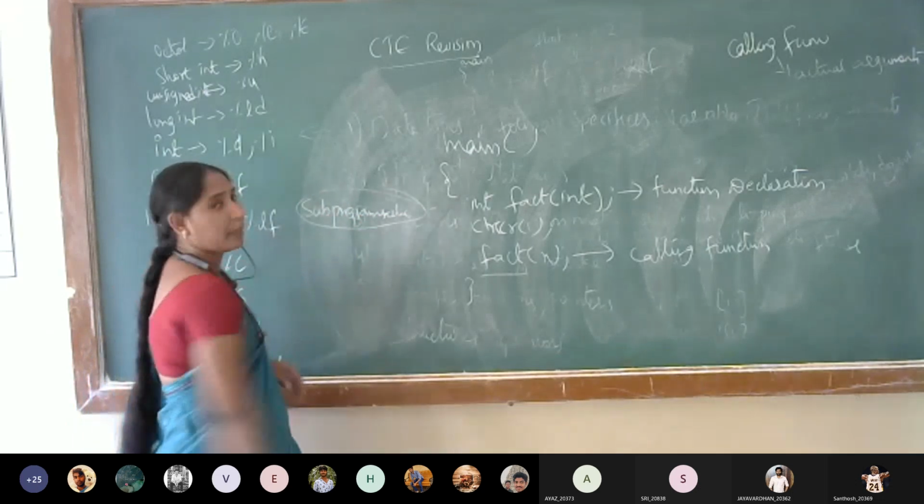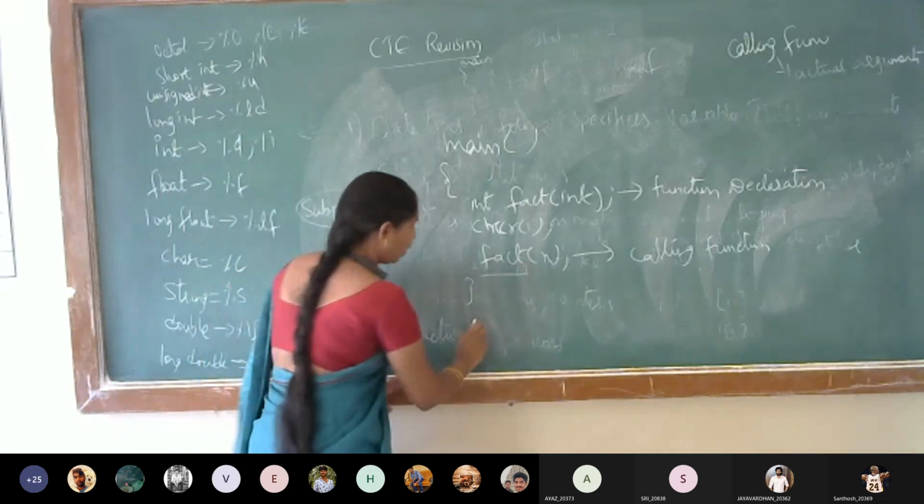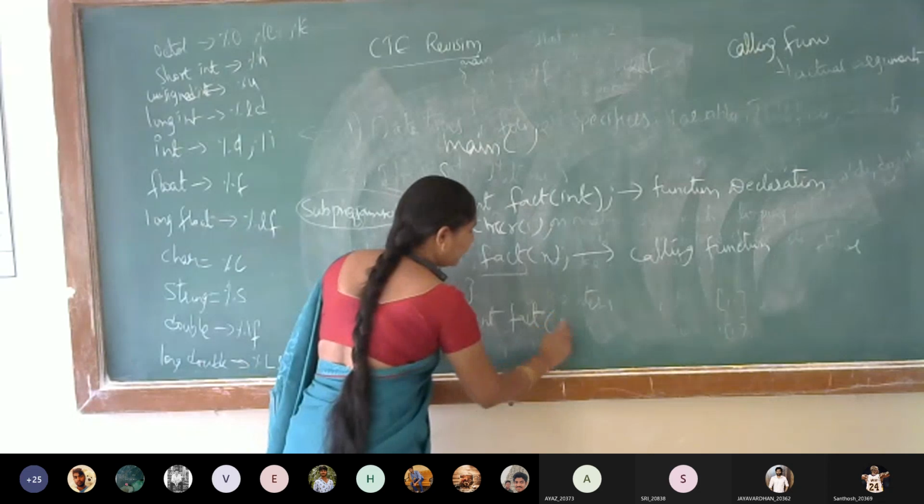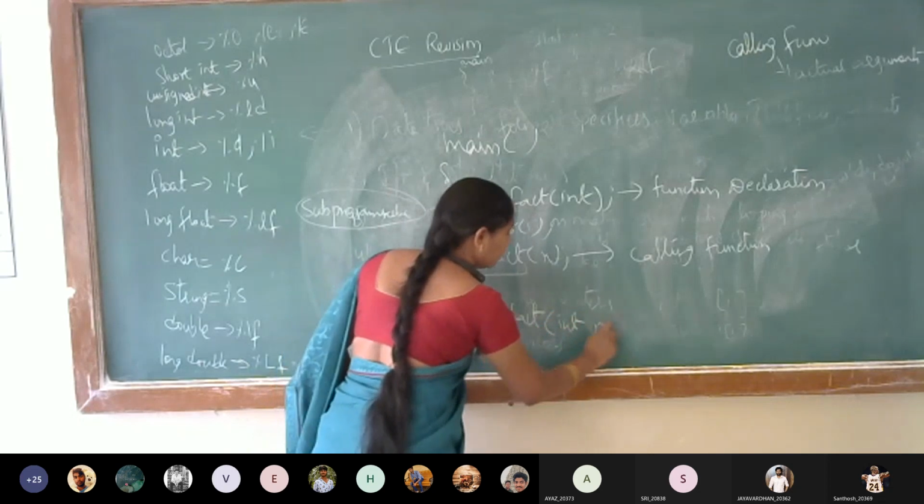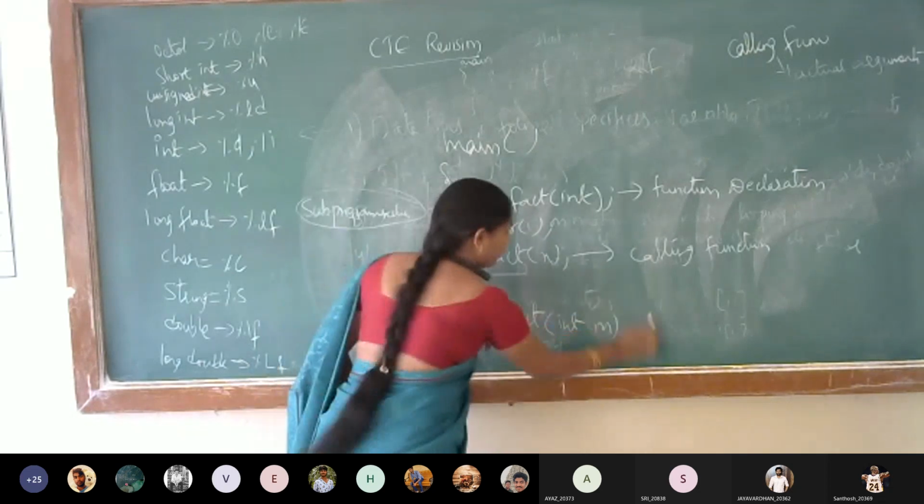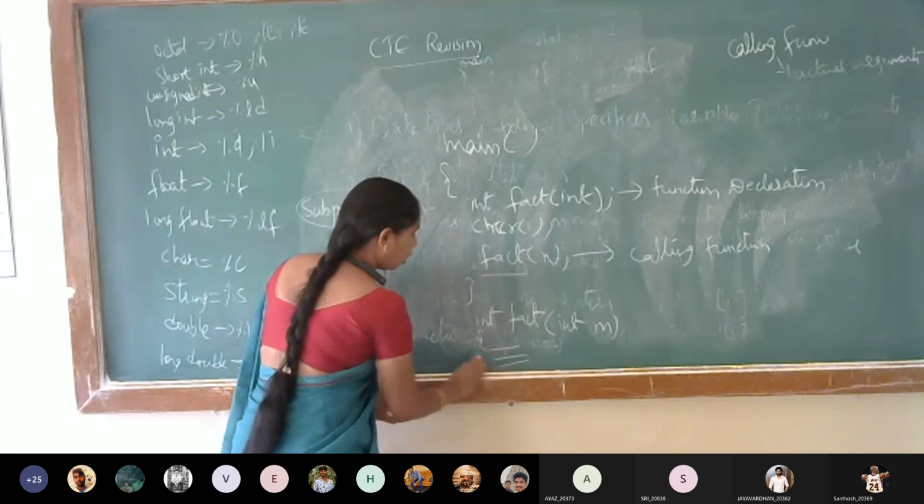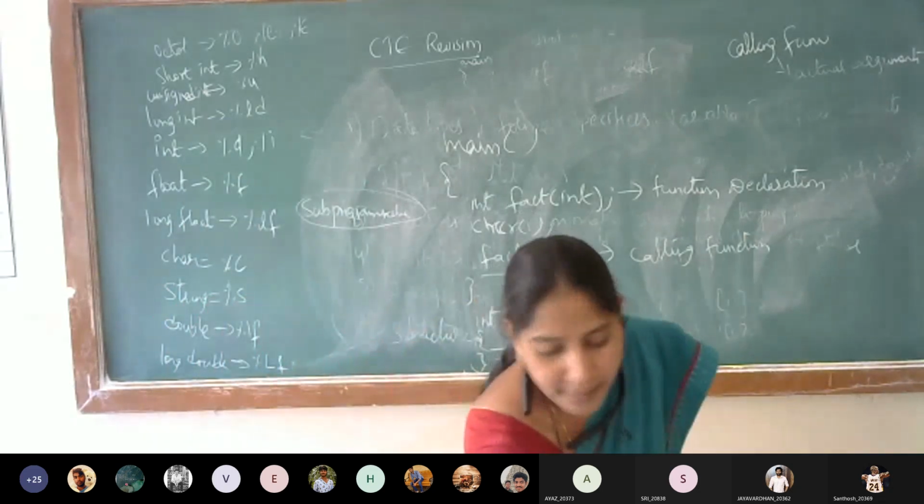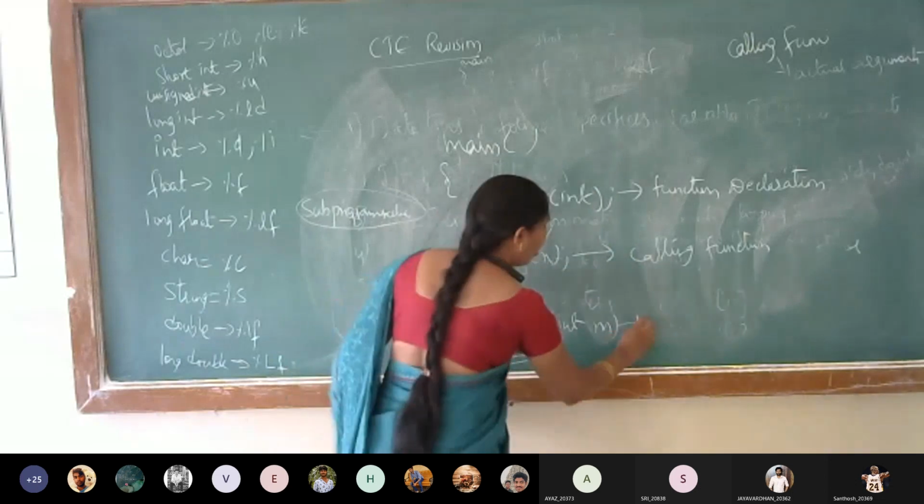In the subprogram section we are going to write the logic of the program. I'll be writing that particular logic here, for the sum of n. So this particular statement is said to be the called function.